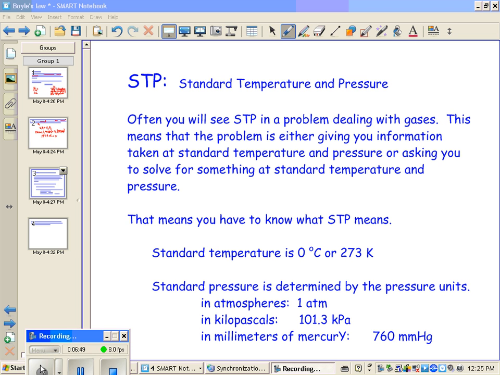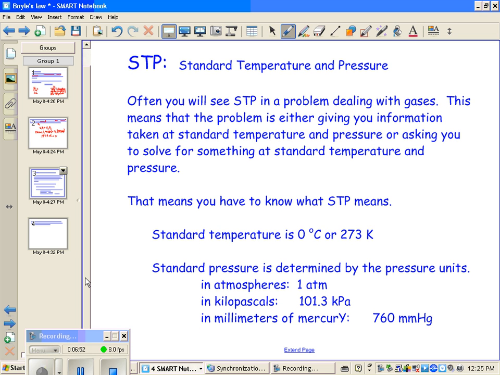So if you look right here, I've written at the bottom. Now remember on that sheet I had you copy down? I gave you these numbers already. Standard temperature means 0 degrees Celsius or 273 Kelvin. So if you ever see a problem that says standard temperature or STP, that's the number you use. It won't give you that number. It expects you to know that number.